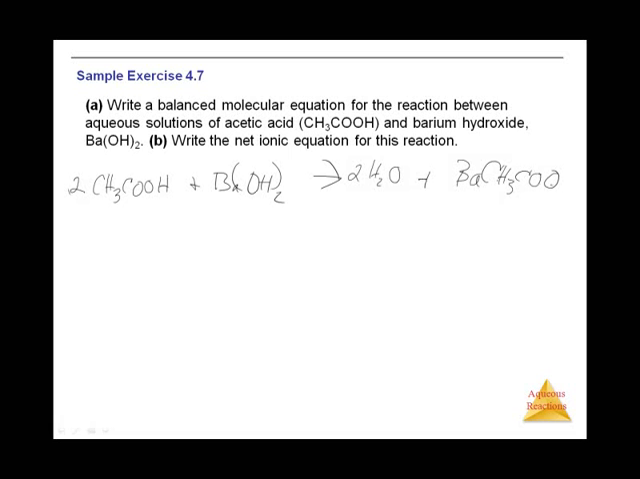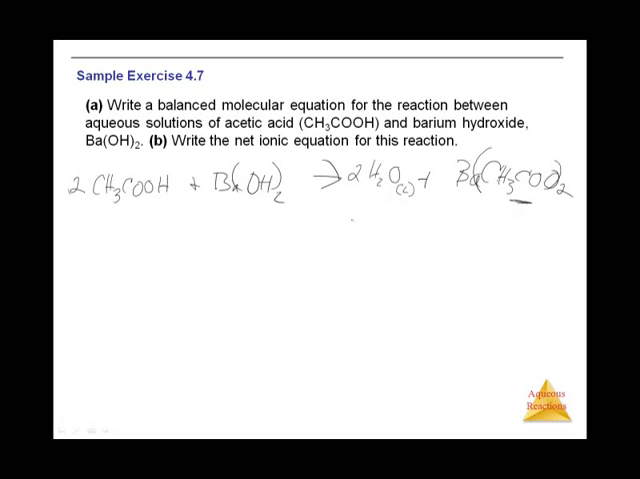The H has come off, right? It went with the water. And the acetate ion is the -1, so I'm going to need 2 of those. Okay, so that's the complete molecular equation. This is barium acetate. Acetates are always soluble, right? The water is a liquid. This is the driving force that makes the reaction happen.